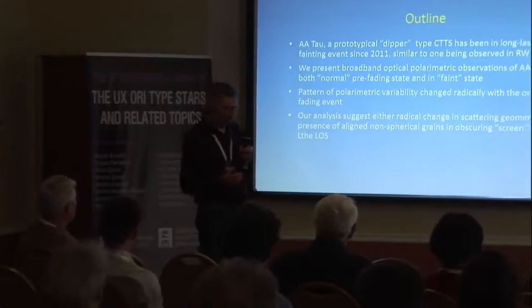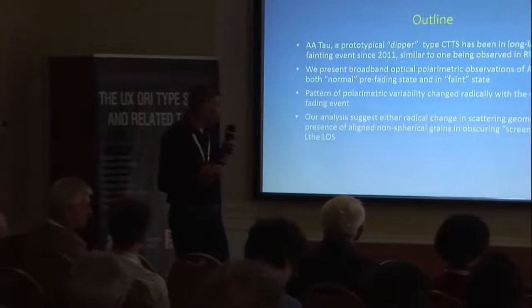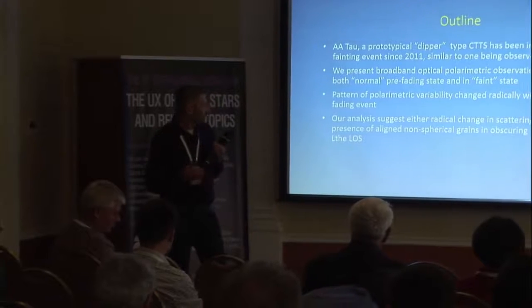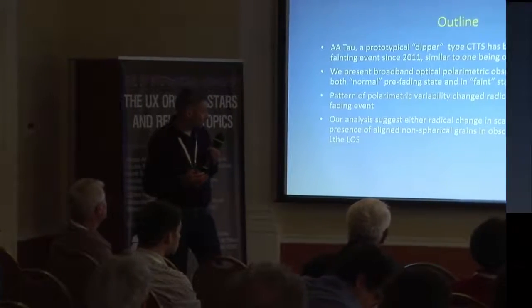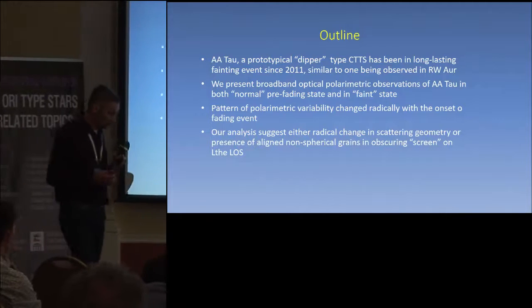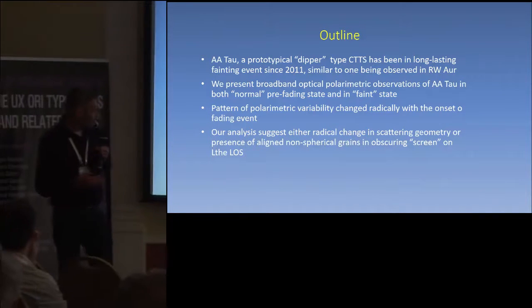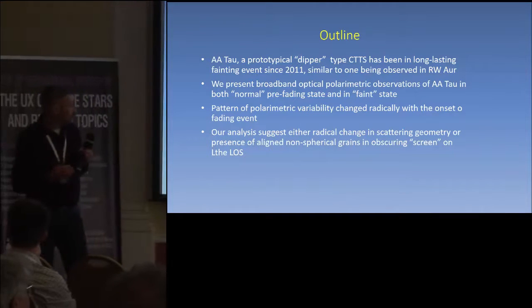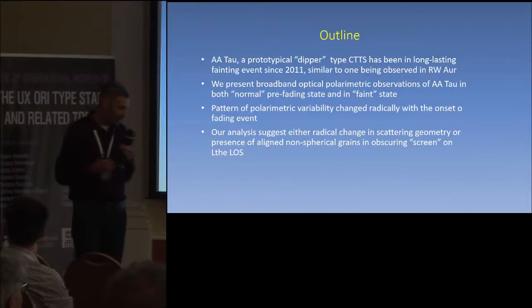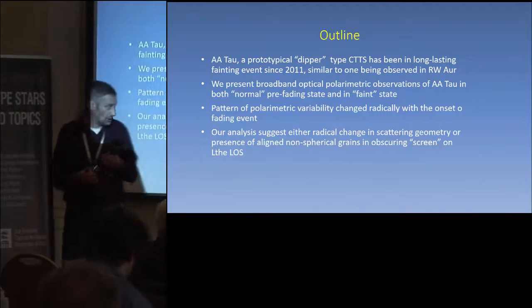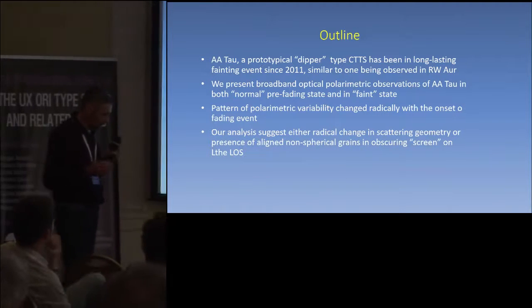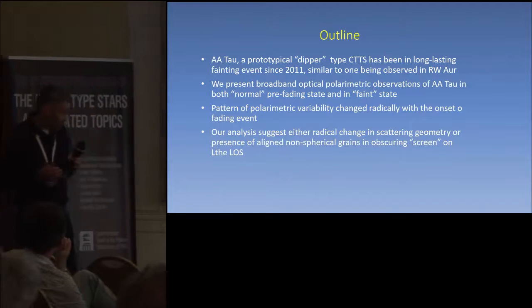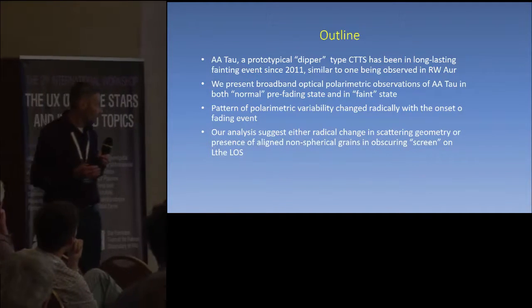As we were told today, AA Tauri is a prototypical dipper, the type of classical T Tauri star with quasi-periodic minima, and it also underwent a long-lasting fainting event, which still continues. And I will discuss our polarimetric observations of AA Tauri before and during the fainting event.